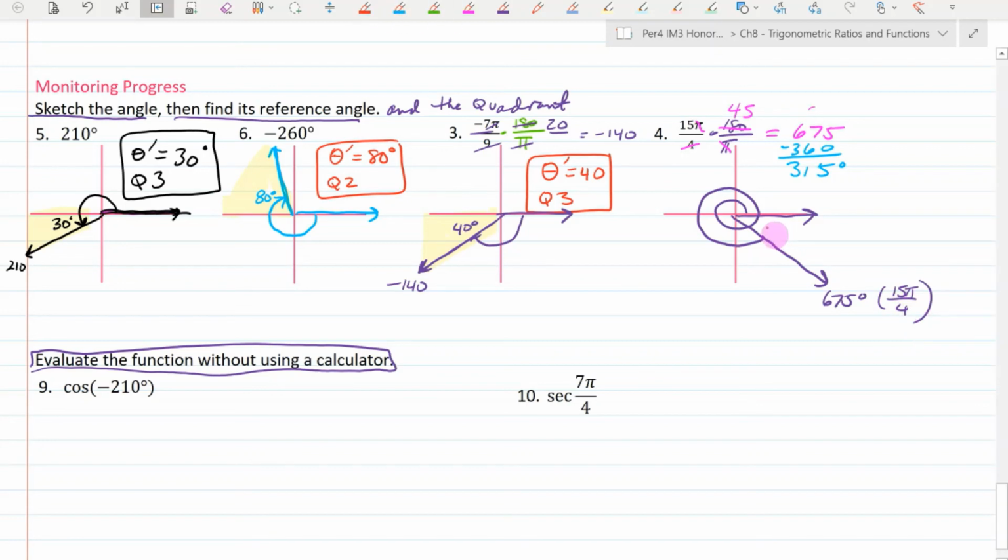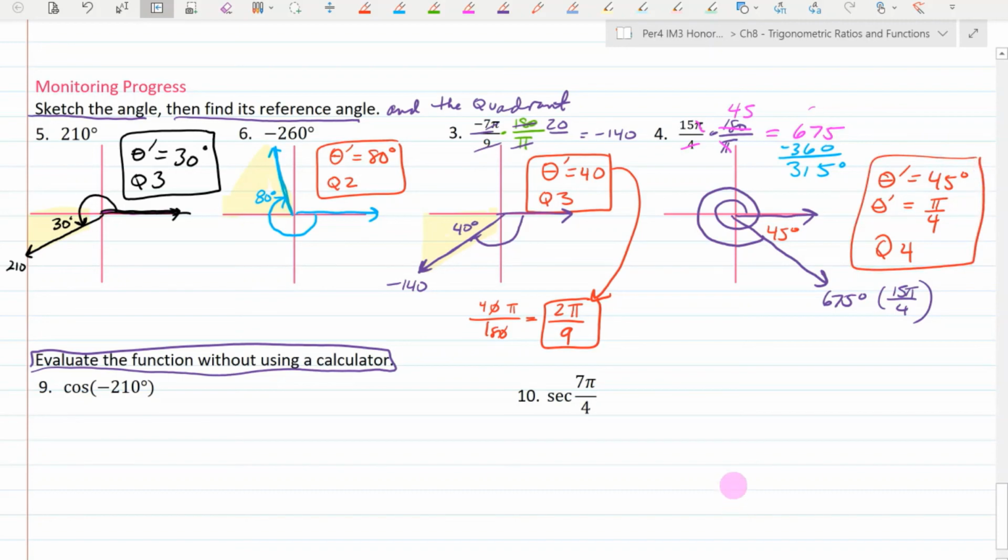The reference angle is 45 degrees. Now, if they wanted you to write the reference angle in radians, you would have the reference angle as pi over 4. And then here you would have to do the same thing. So if I wanted it in terms of pi over 180, my reference angle would be 2 pi over 9. Okay, for the reference angle, you could do it that way. And this is in quadrant 4.